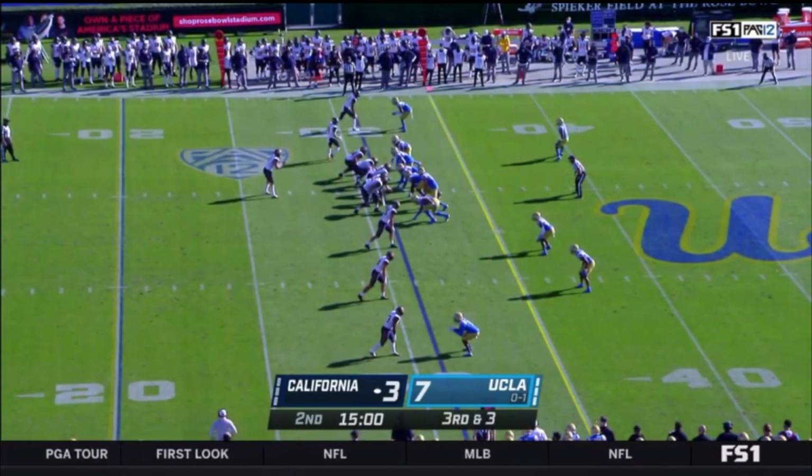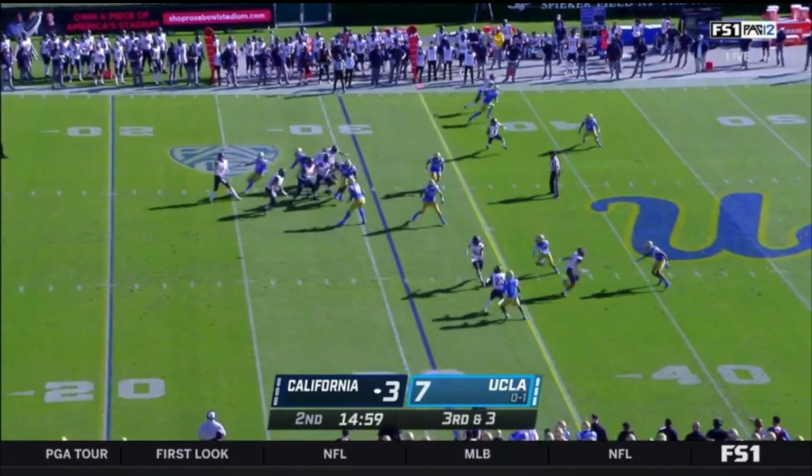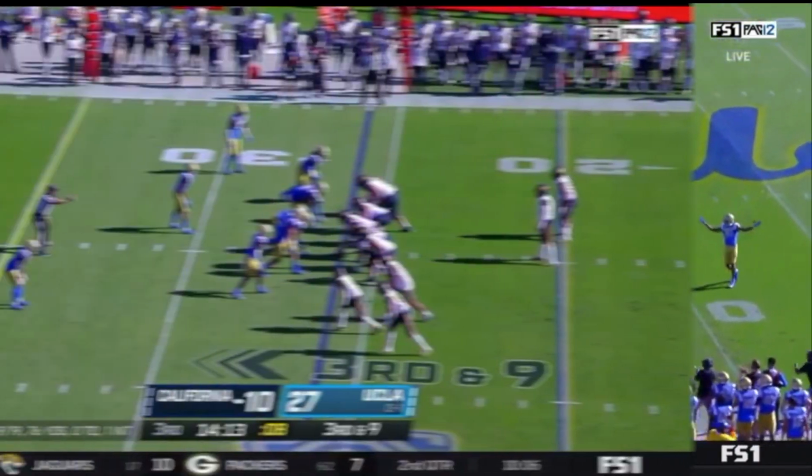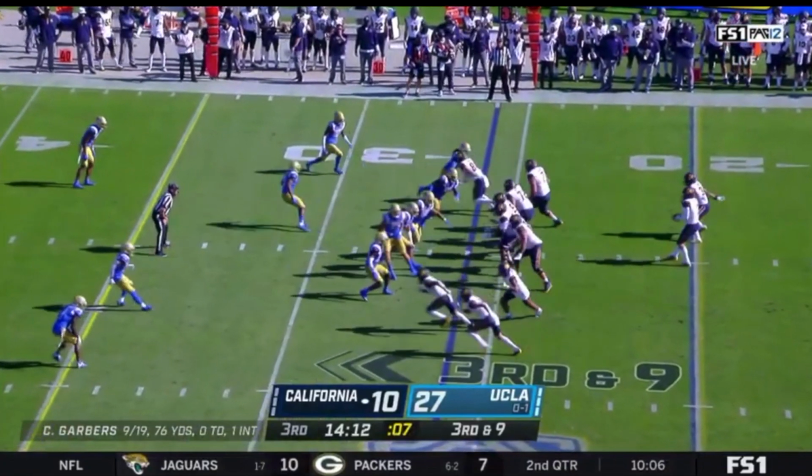If you watched the UCLA game on Sunday, then you probably noticed that UCLA was bringing a lot of pressure against the Bears. Sometimes those were cover zero blitzes where they simply brought more defenders than Cal could block, but not all problems came from those overloads.